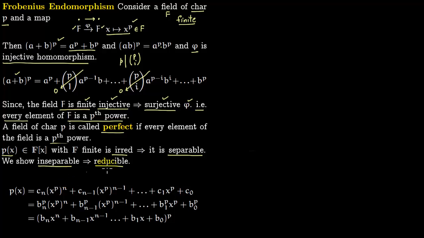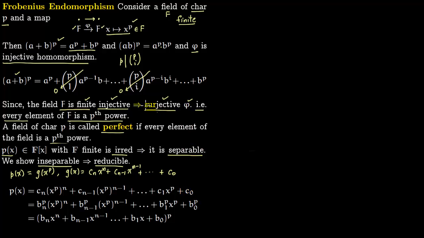So again, recall from the lecture on separable and normal that if a polynomial p(x) is inseparable, then it is of the form g(x) to the power of p. Say your g(x) is given as c_n x^n plus c_(n-1) x^(n-1), all the way to c_0. So now instead of x, you plug in x to the power of p everywhere here: x^(pn), x^(p(n-1)), up to c_0.